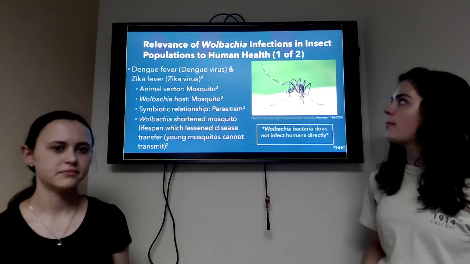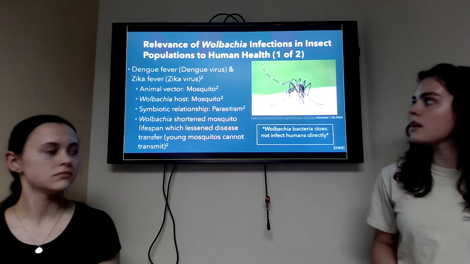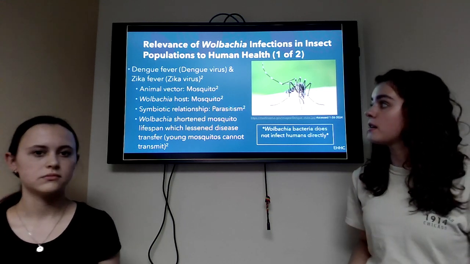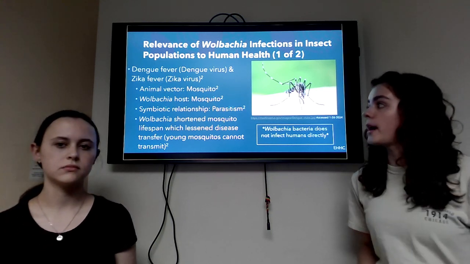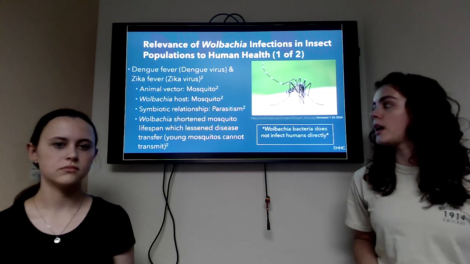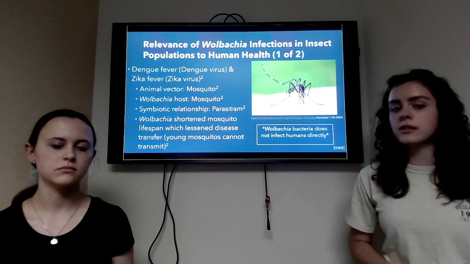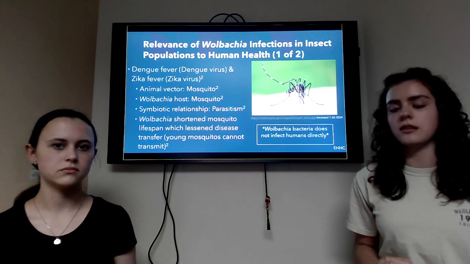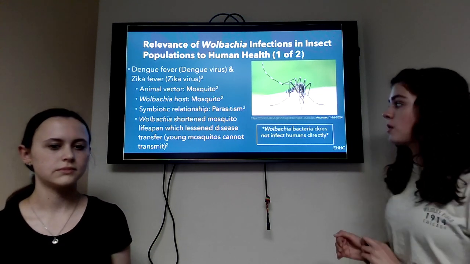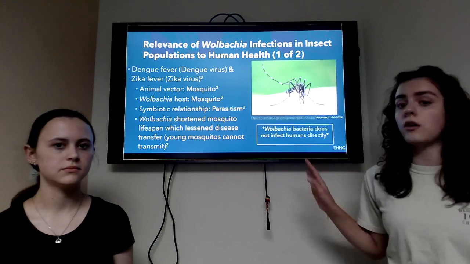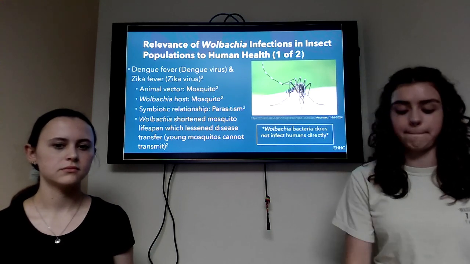And the relevance of Wolbachia to human health we see in viruses like dengue fever and Zika fever, where the animal vector and Wolbachia host are both a mosquito, and Wolbachia and the mosquito have a parasitic relationship. Wolbachia essentially shortens the mosquito's lifespan, which lessens the disease transfer. And something important to note here is that Wolbachia bacteria does not directly infect humans.